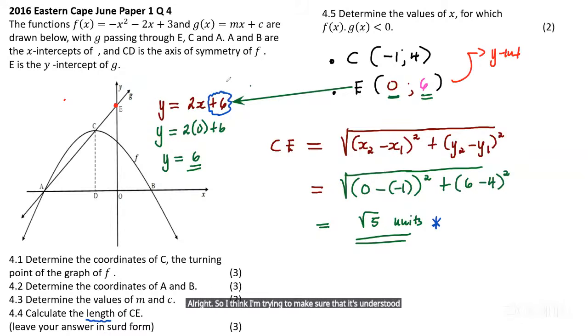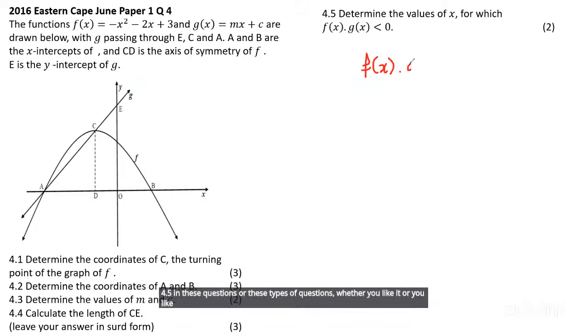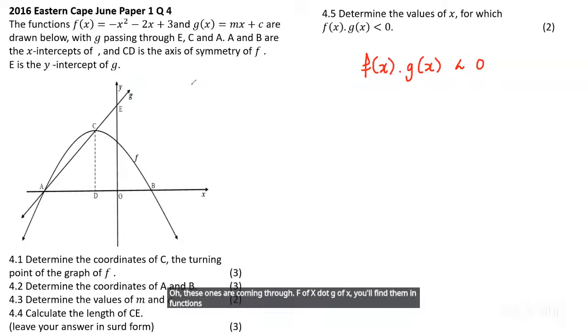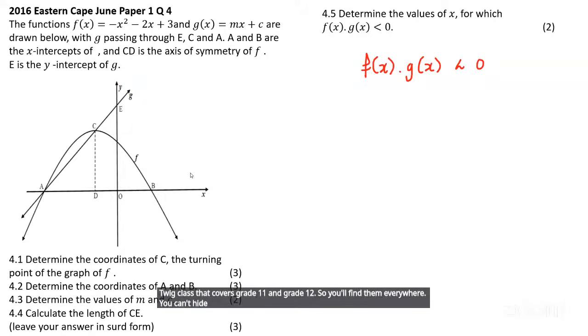Maybe let's try the next one. 4.5, more interesting. These types of questions, whether you like it or you like it a lot, are coming. F of x dot g of x, you'll find them in functions. If you're in grade 12, you'll find them in functions, in cubic functions, in trig graphs. That covers grade 11 and grade 12. So you'll find them everywhere. You can't hide.